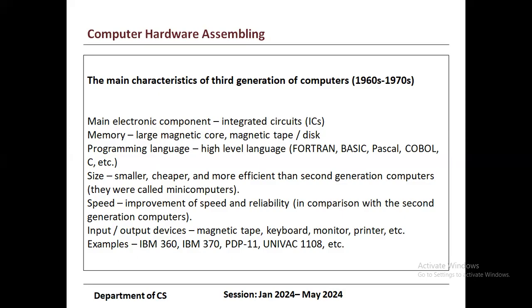The use of integrated circuits made them more reliable, and since they are smaller in size and require less space than previous generations, so these are the main advantages of third generation of computer over the previous generation of computers. But advanced technology was needed to manufacture IC chips, and formal training was necessary to operate third generation of computers. So these are some disadvantages of this generation of computers.